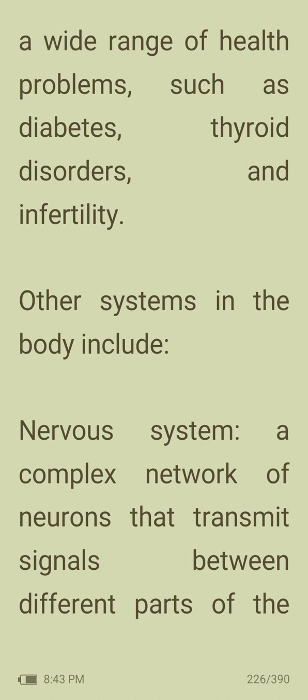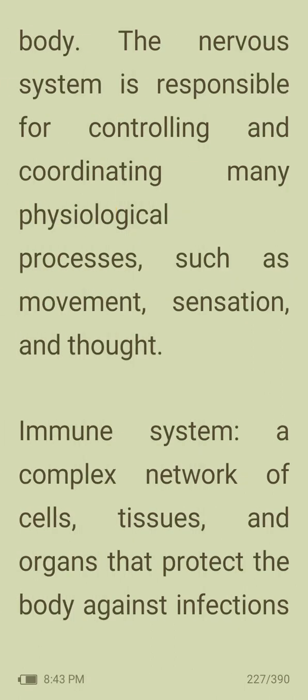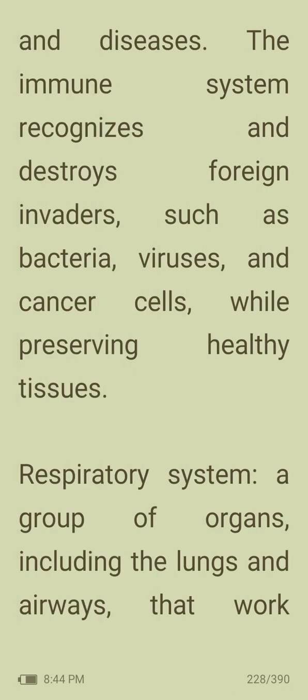Nervous system, a complex network of neurons that transmit signals between different parts of the body. The nervous system is responsible for controlling and coordinating many physiological processes such as movement, sensation, and thought. Then immune system, a complex network of cells, tissues, and organs that protect the body against infections and diseases. The immune system recognizes and destroys foreign invaders such as bacteria, viruses, and cancer cells while preserving healthy tissues.